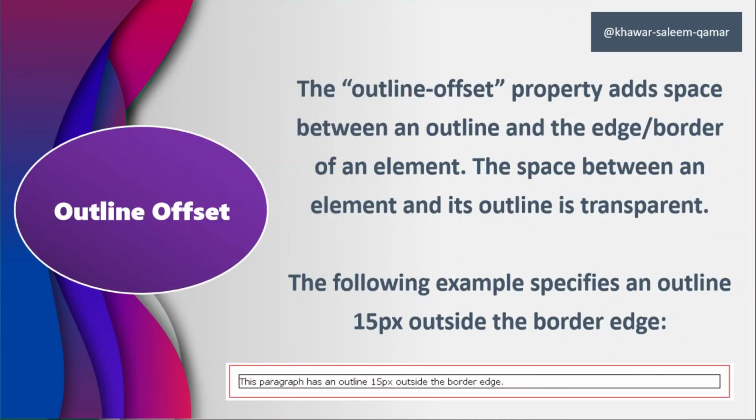Here you can see an example of outline offset, as it is adding an outline around our content's border, but it is using a new property, outline-offset, which we just talked about a minute ago. This outline offset specifies the space between our border and our outline. In this example, you can see this black line around our content is the border, and this red line around our content is the outline, and there is approximately 15 pixels of space between them.